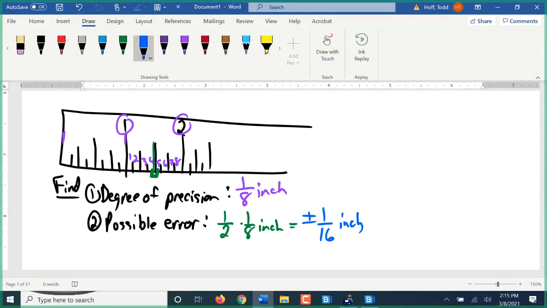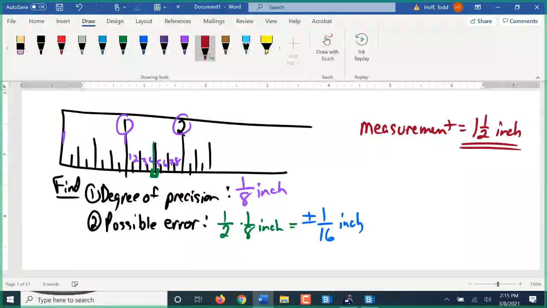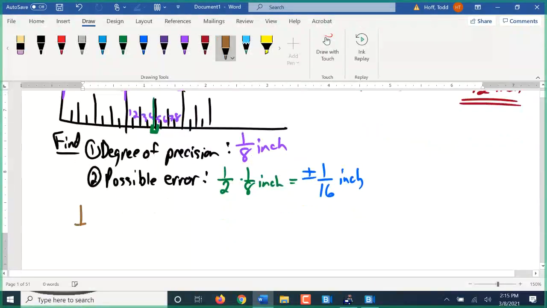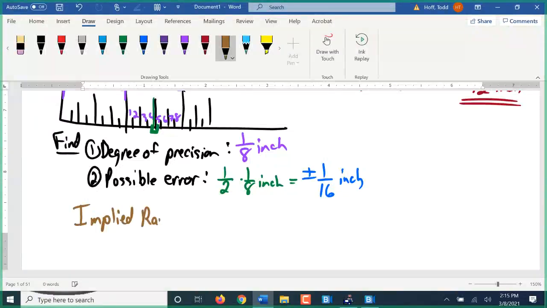So if we measure something, and the measurement on this device comes out to be 1.5 inches, it could be a 1/16 of an inch shorter or a 1/16 of an inch longer, which means that every measurement has what we refer to as an implied range. An implied range, again, is based off of the precision of our measuring device.